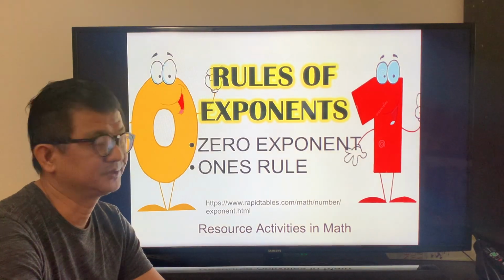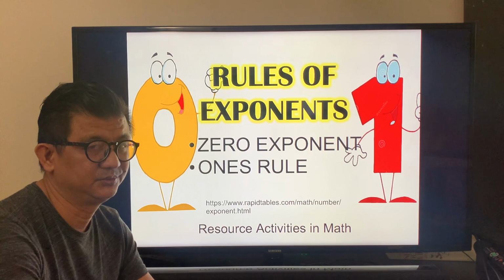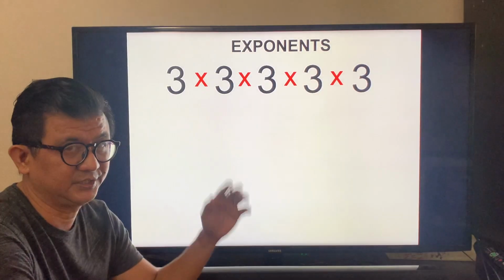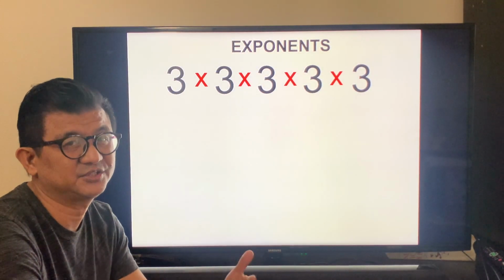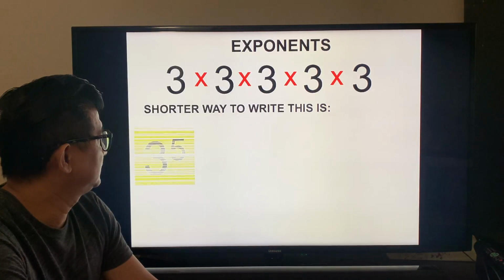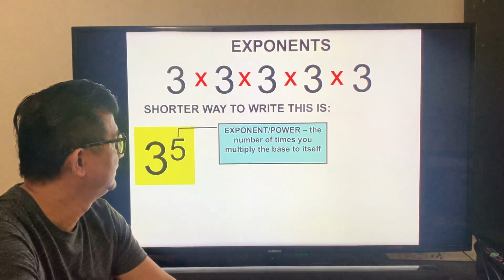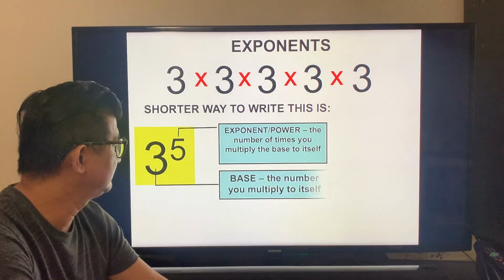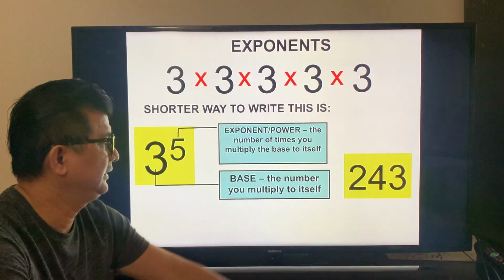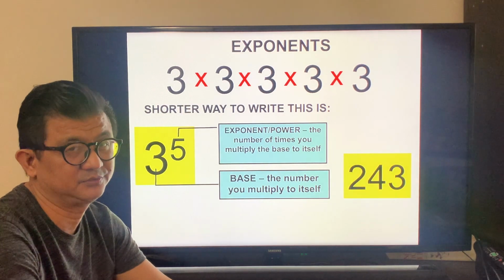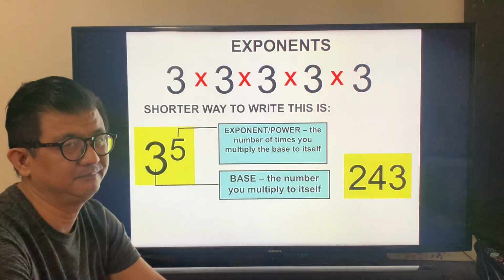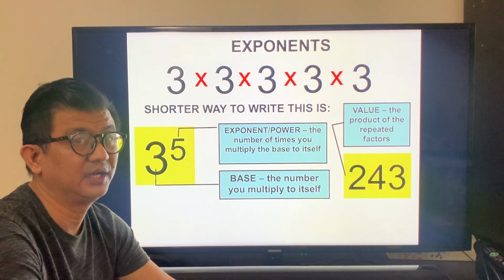Rules of exponents. Zero exponent and the ones rule. Exponents. We've studied exponents. They are repeated factors of the same base. And the shortcut way to write that is 3 to the 5th power. We call that the exponent. We call this the base. And the result, the value, is 243 if you multiply them. And 243 is called the value.